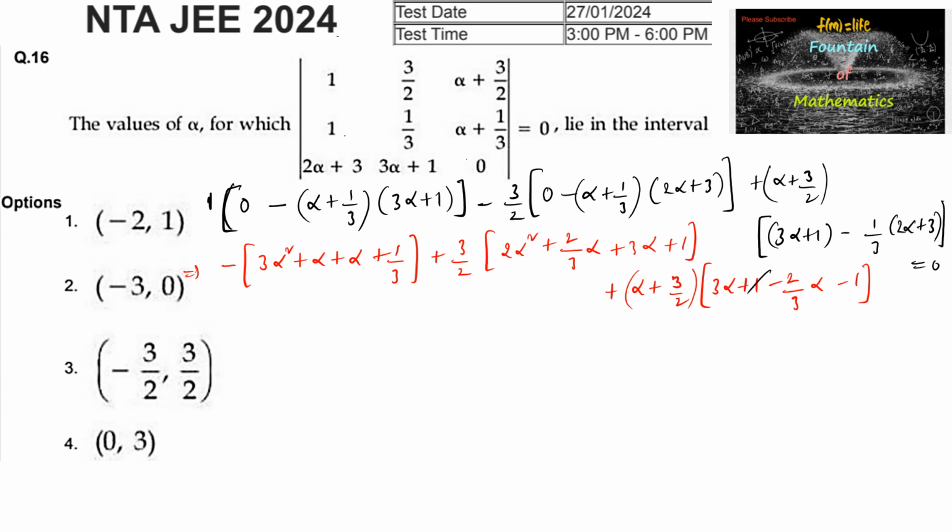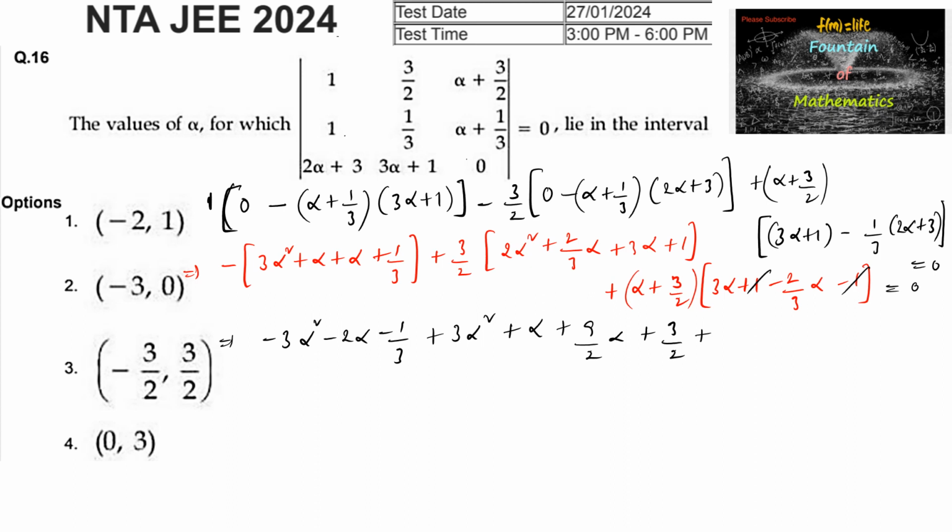So we can cancel here 1 and minus 1 and is equal to 0. So let's simplify here again. Minus 3 alpha square minus 2 alpha minus 1 by 3, plus 3 upon 2 into 2 alpha square is 3 alpha square, plus 3 upon 2 into 2 upon 3 alpha is alpha, plus 3 upon 2 into 3 alpha is 9 upon 2 alpha, and again here 3 upon 2, plus here 3 alpha minus 2 by 3 is 9 minus 2, 7 by 3 alpha.